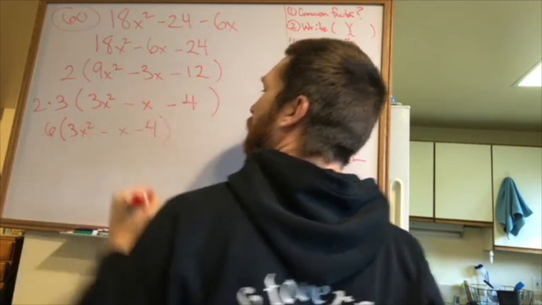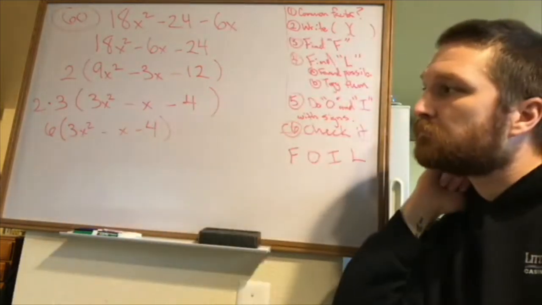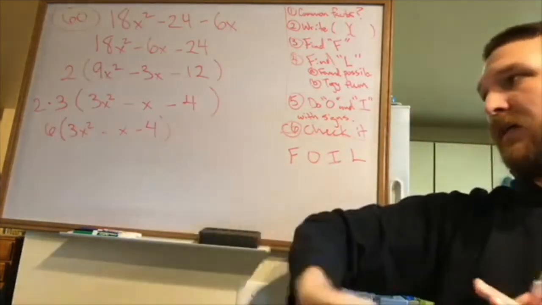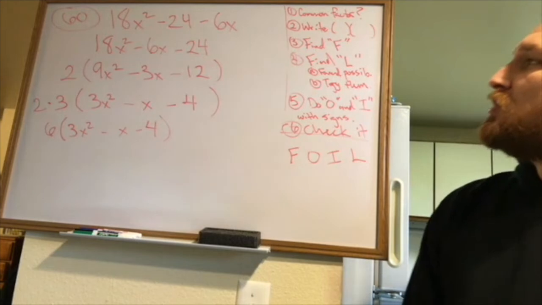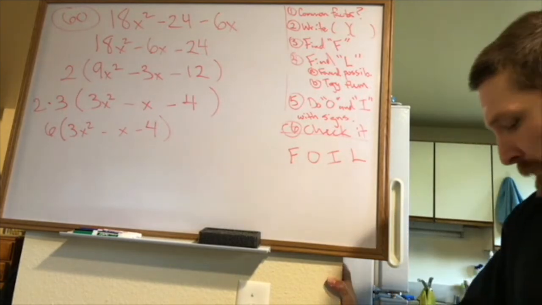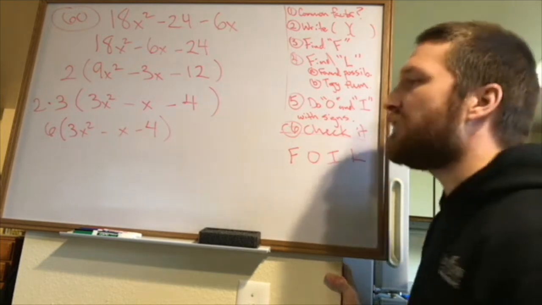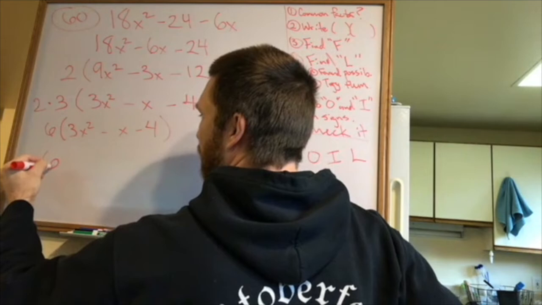Is there anything else we could pull out? Any other common factors? No, we're done. There's a 3 and a 4. Those have nothing in common. There's a 1. Looks like we're done. So what's my next step? The parentheses. Right, the parentheses.